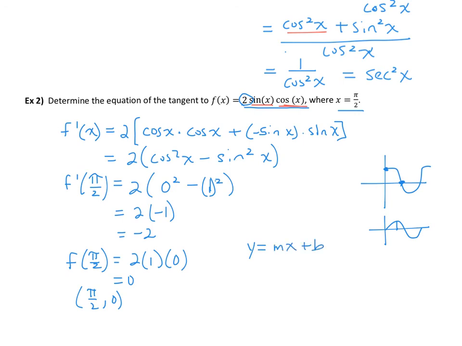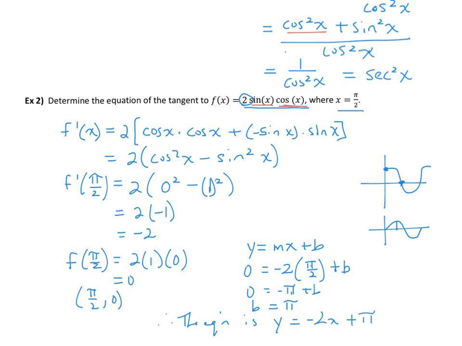So now I'm going to get the equation y equals mx plus b. I'm going to have 0 for my y. My slope is negative 2. My x is pi over 2 plus b. Negative 2 times pi over 2 is equal to negative pi. So my b is equal to pi. So therefore my equation of the tangent is y equals negative 2x plus pi. And there we have that one.